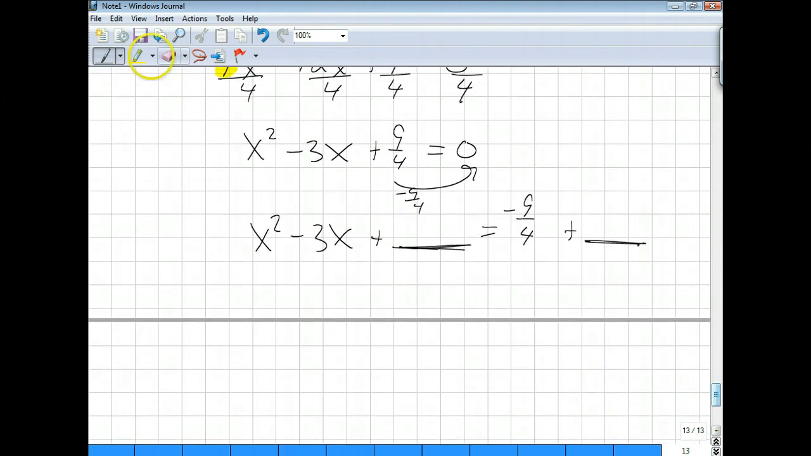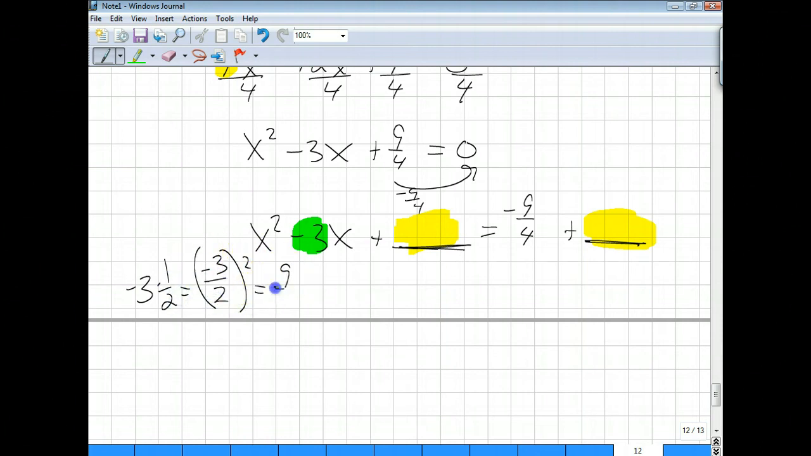All right, now, how do I figure out what to add right here and right here? How do I figure that out? That's right, we take the -3, multiply it times a half, which gives us -3/2, square that, it's 9/4. So we're going to add 9/4 here and 9/4 here. Okay, so that's going to be x squared minus 3x plus 9/4 equals 0.